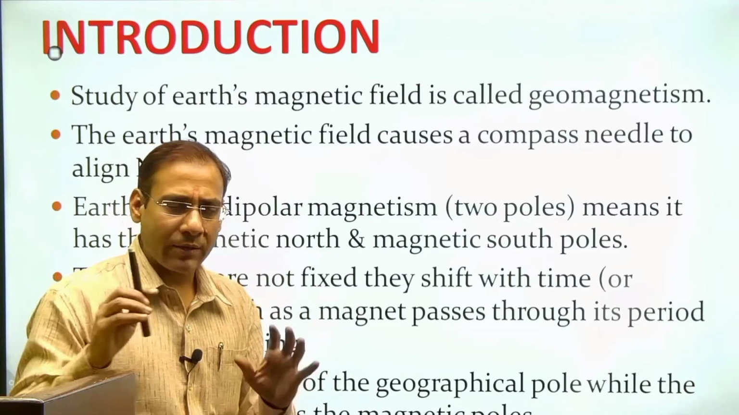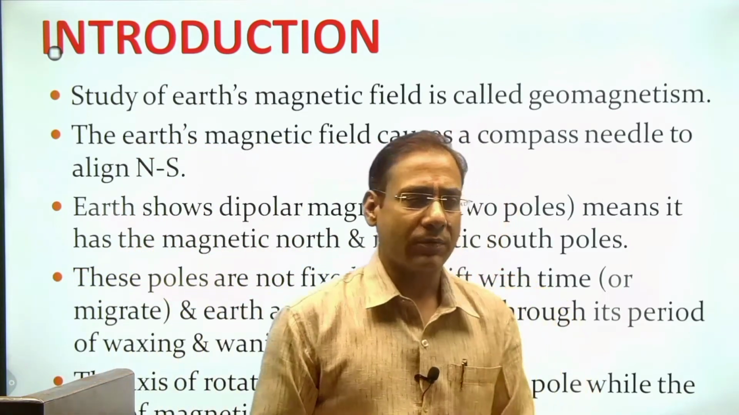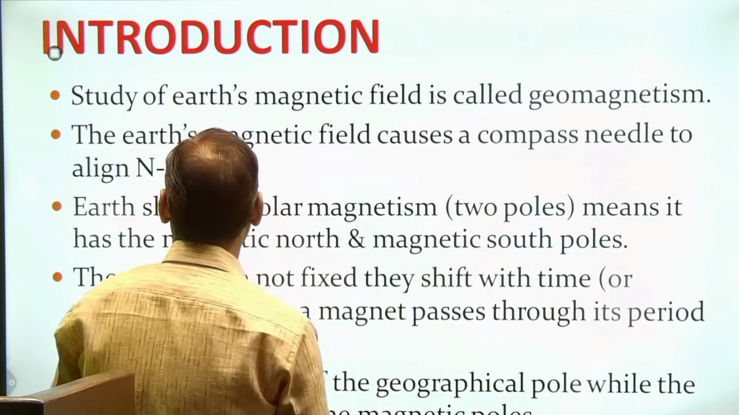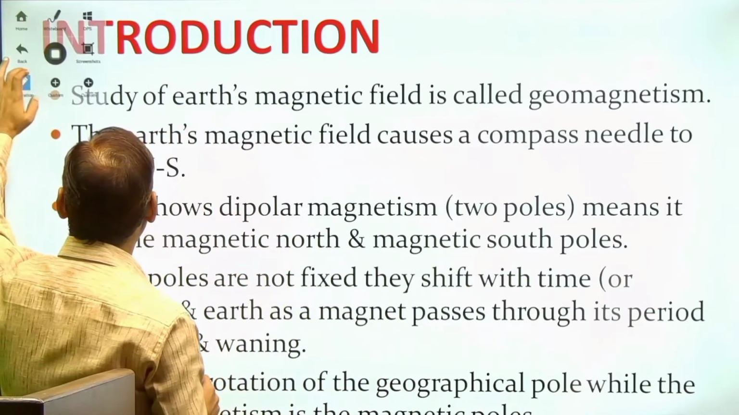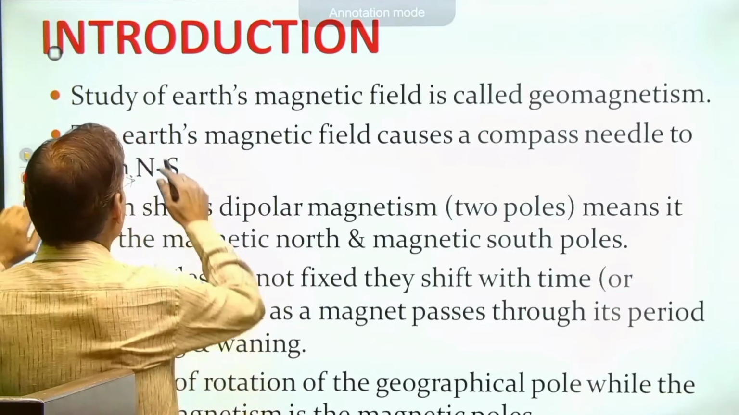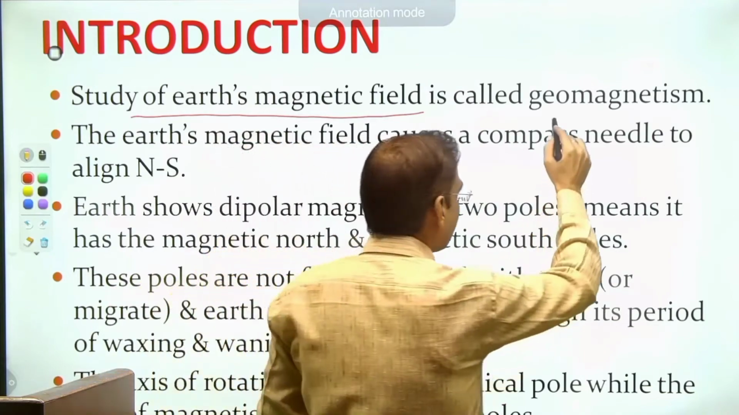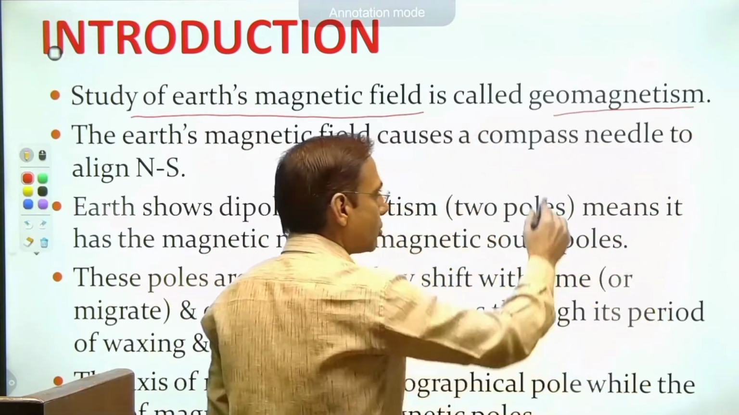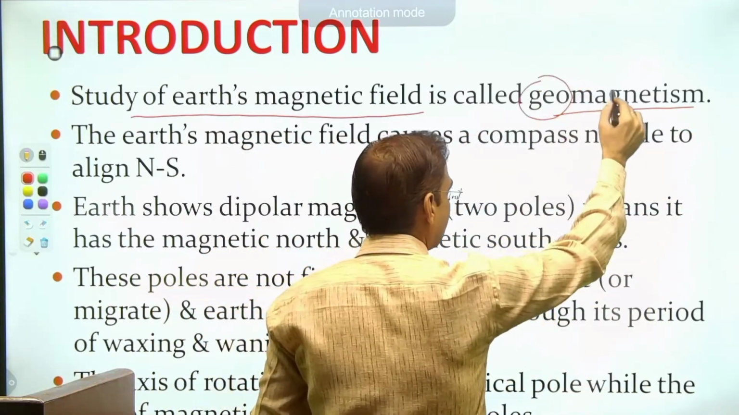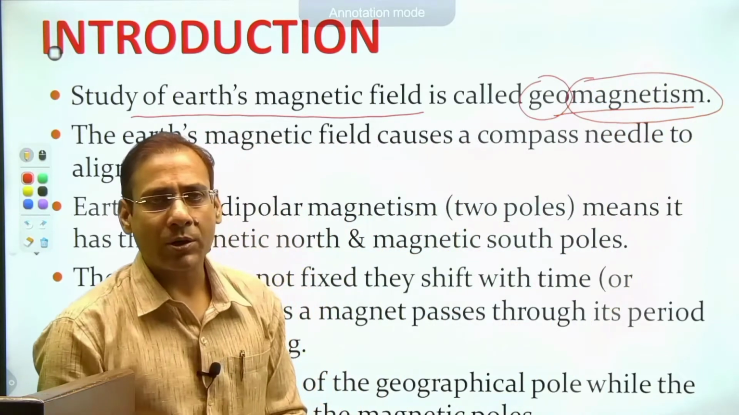I had already given you the idea why we are going to learn. I had already discussed the significance. Now let's understand what I have written here in the introduction: the study of the earth's magnetic field, I had already discussed that it is known as geomagnetism. So geo means the earth, and magnetism. So here we are learning the magnetic property of the earth.